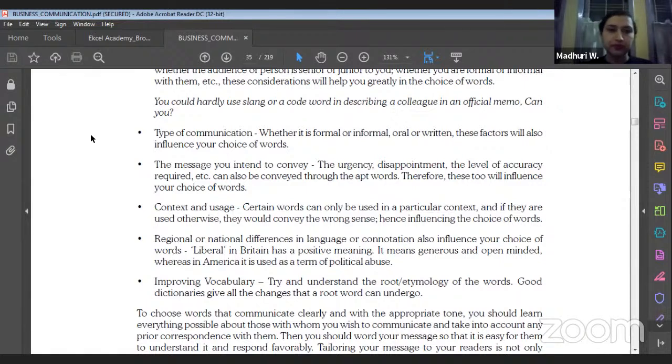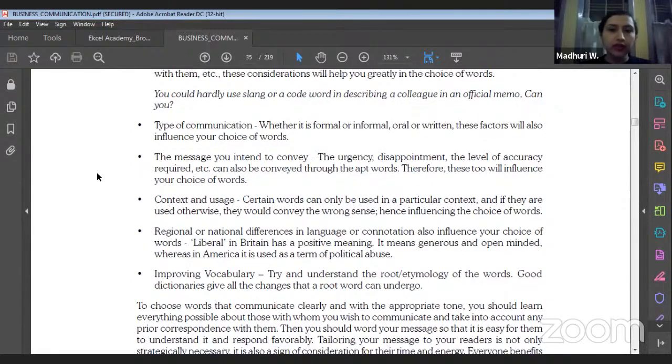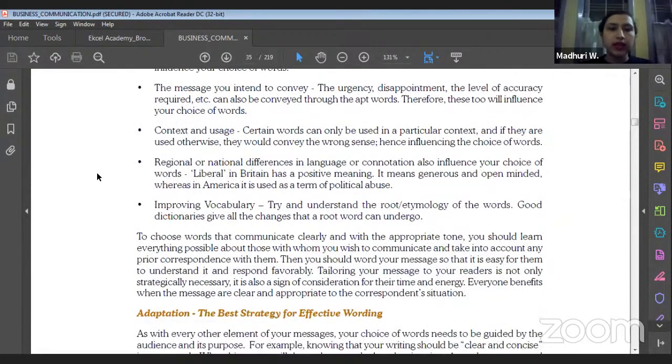Okay. Good. So I can see that you have given very useful inputs. Like one should be careful. One should use proper grammar as well. Yes. But one should also use proper words. Not just the grammar aspect of it, but also the vocabulary aspect of it. Then you have to also see the kind of message that you intend to convey. Is it urgent? Is it accurate? Right? All of this will again influence your choice of words.